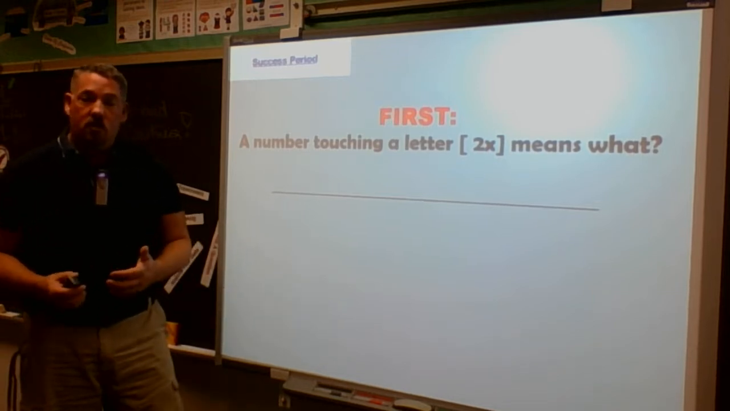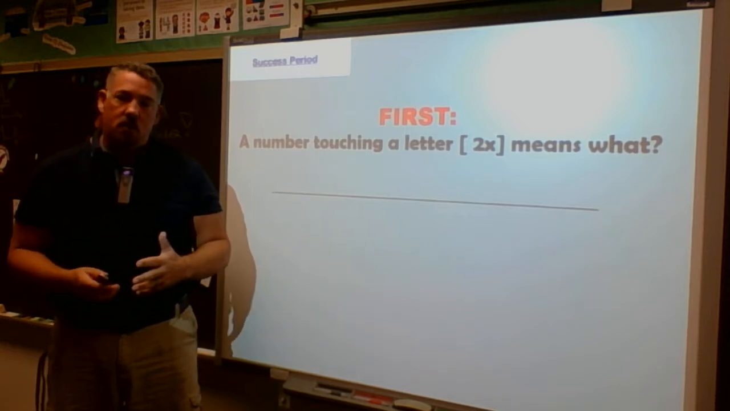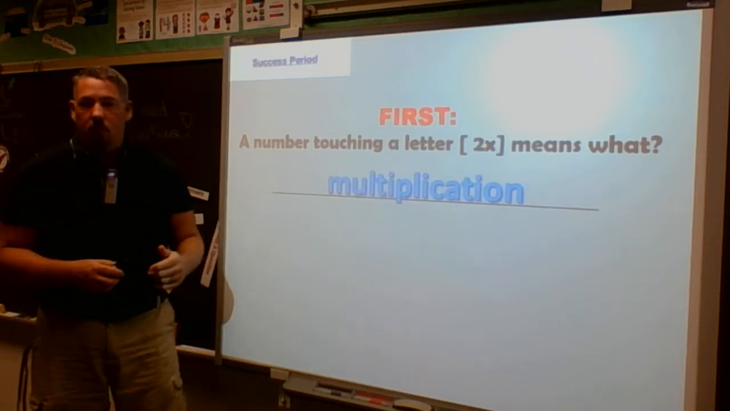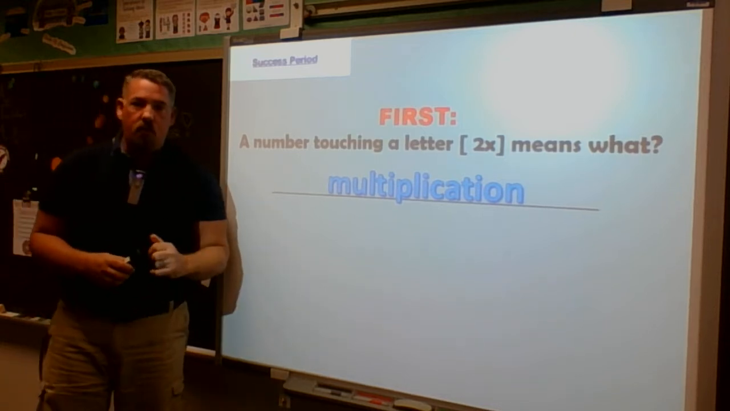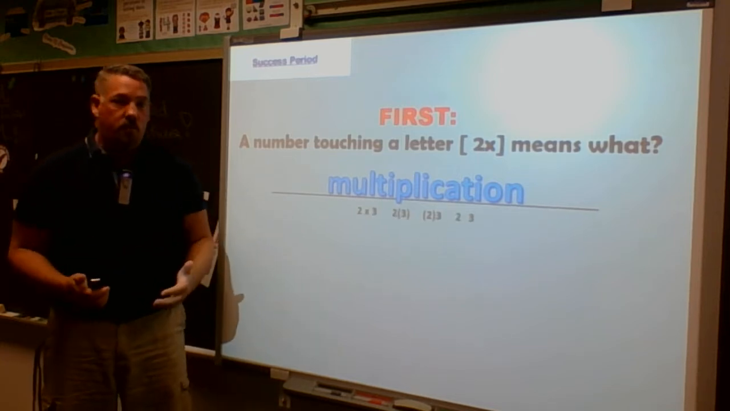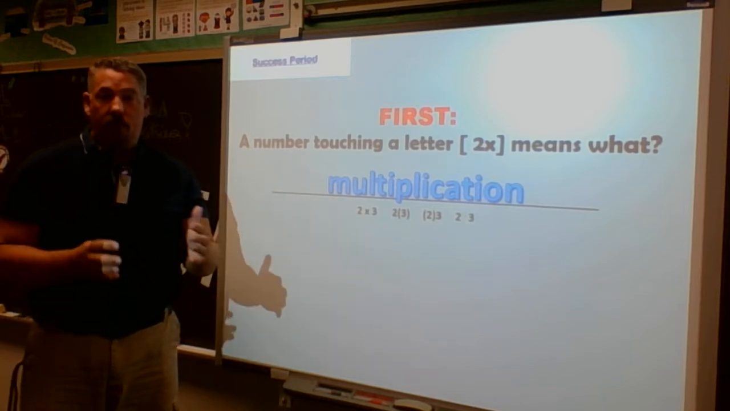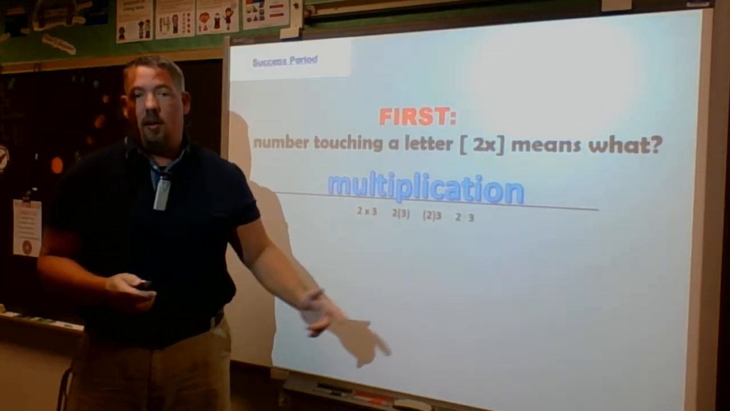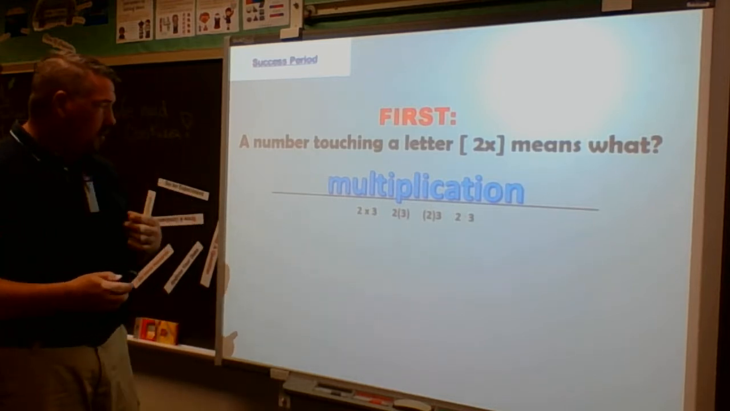The first thing we have to start with is understand what it means when a number and a letter are touching one another. If you don't remember, even though I have told it to you already earlier this year, it just simply means multiplication. So you'll want to write that down on your paper that the substitute gave you when you came in for success period. It just means multiplication. There's several different ways we can see multiplication. We have the normal 2 times 3. You could have the parentheses around the second number. You could have the parentheses around the first number. Or that floating dot also means multiplication. My microphone's acting up here.